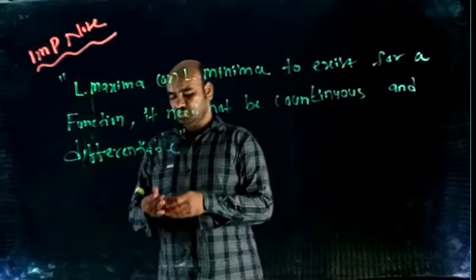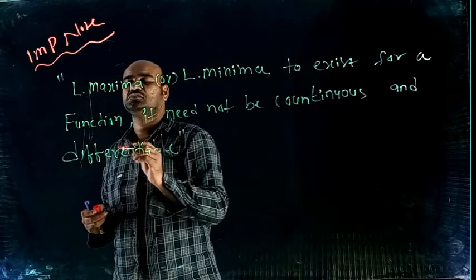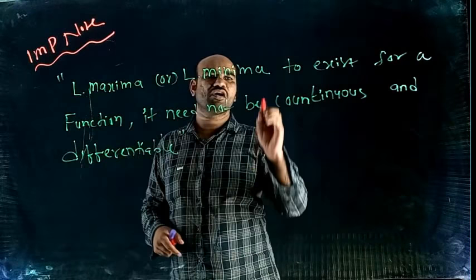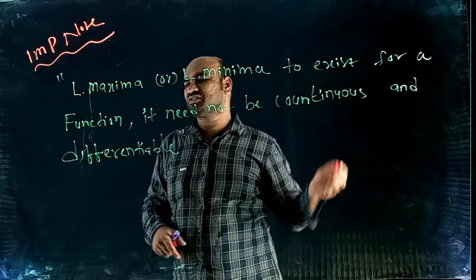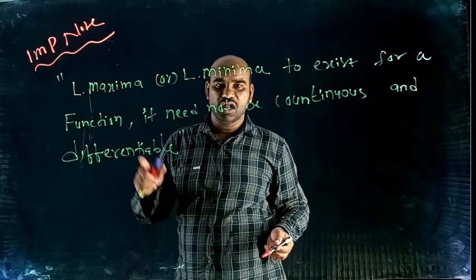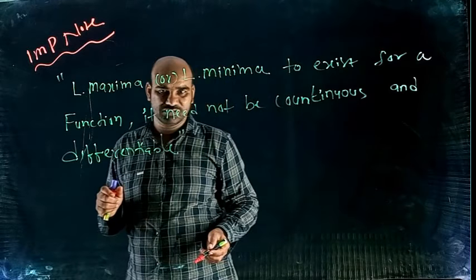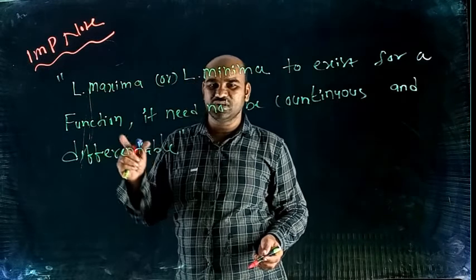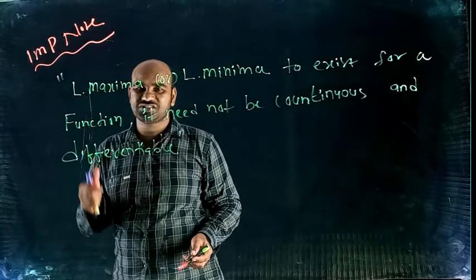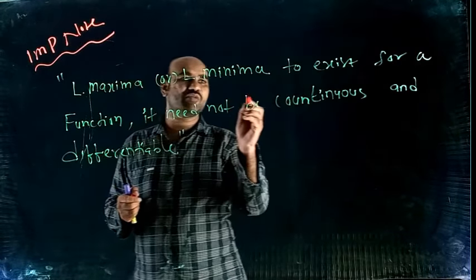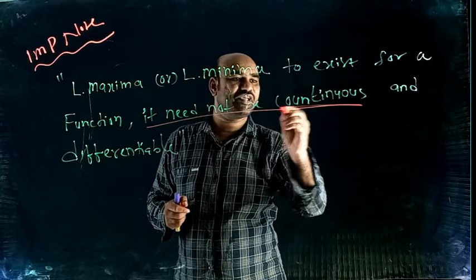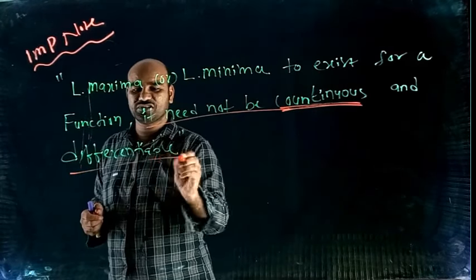Okay students, important note. For local maxima or local minima to exist, a function need not be continuous and differentiable. Already observed through example problems. At x equal to 0 and at x equal to 1, actually they are not continuous and not differentiable, even though local maxima and local minima exist. That's why for local maxima, local minima to exist, the function need not be continuous and differentiable.